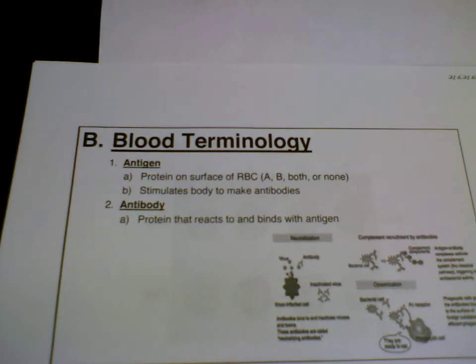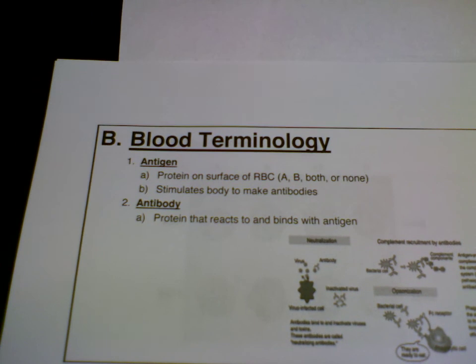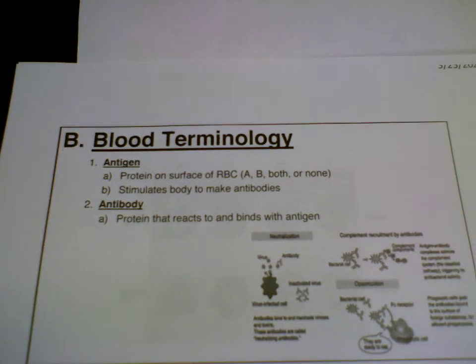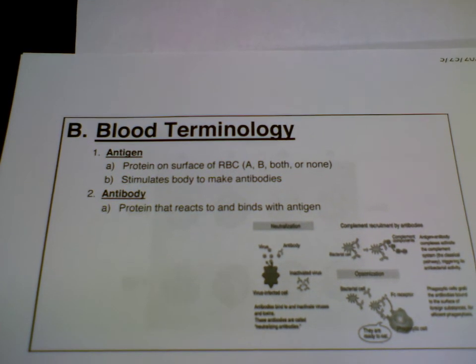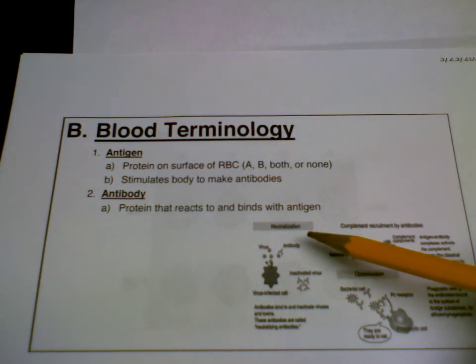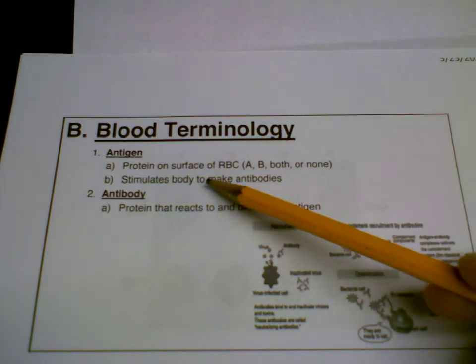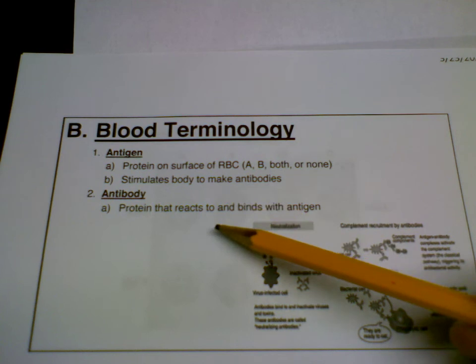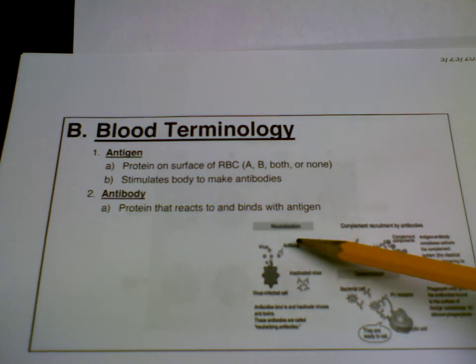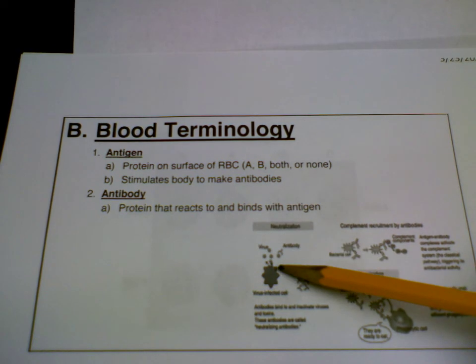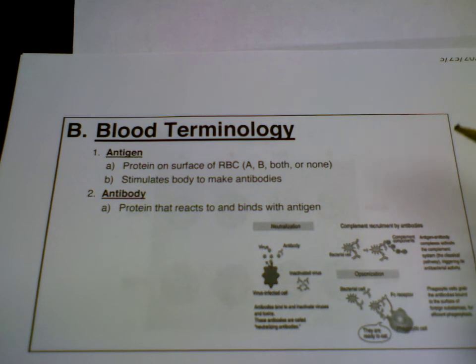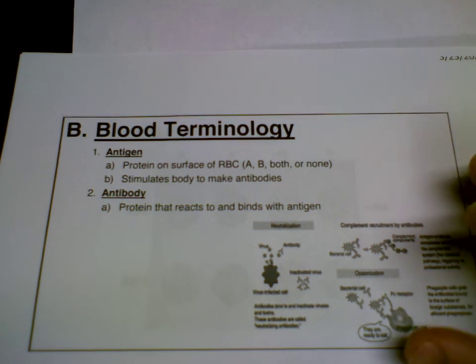A couple of other things that I wanted to look at. We saw in the PowerPoint antigens and antibodies. So what are they? Basically, an antigen is something that's foreign in your body, and that antigen, we call it a protein on the surface of the red blood cell. And really what we want when we are fighting off infections is for antibodies to actually fight that off and bind with the antigen. So that's really the function of those things.